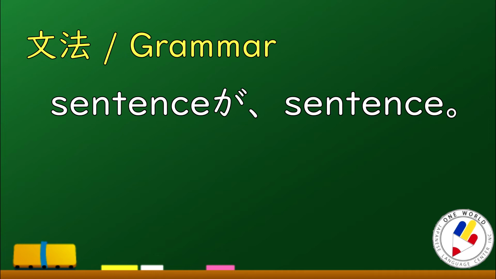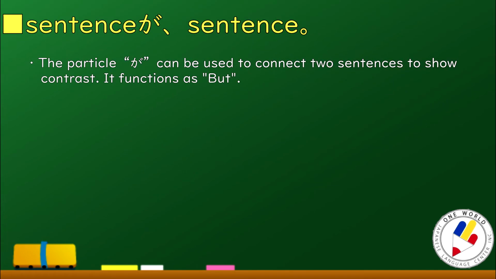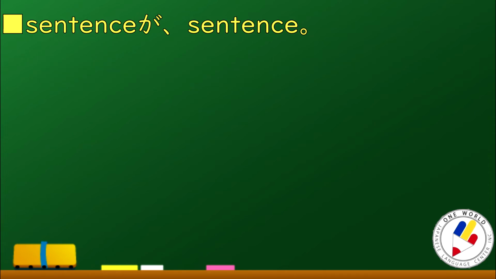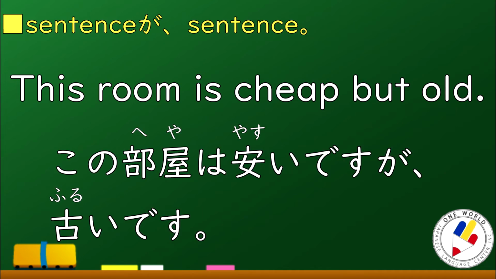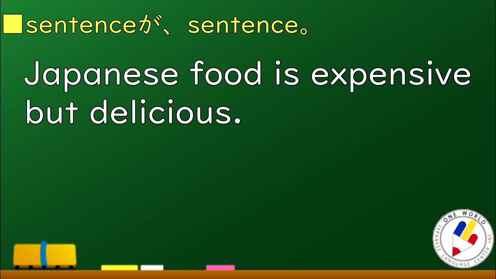Let's study sentence ga sentence. The particle ga can be used to connect two sentences to show contrast. It functions as but. Let's try example sentences. This room is cheap but old.